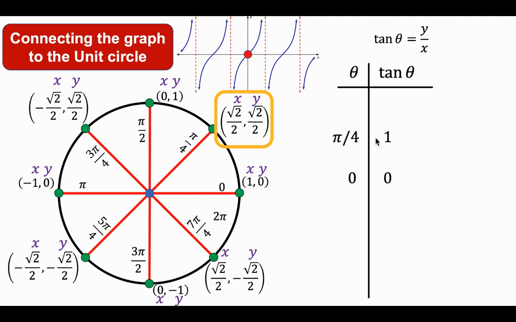So pi over 4 comma 1, that's going to be about right there. I don't have these markings on here, so we'll just guesstimate. So there you go. Now, if you look at our next part, our next interval is pi over 2.